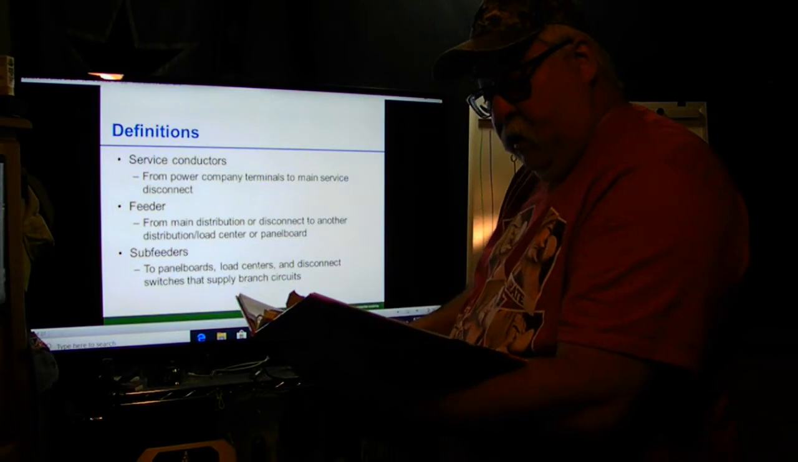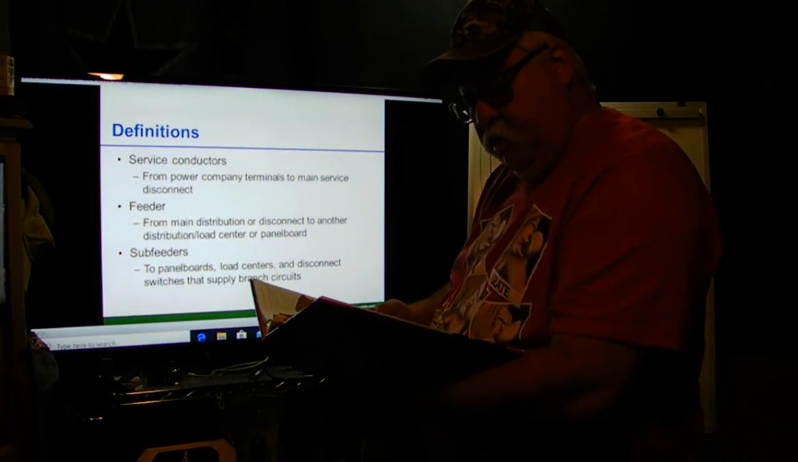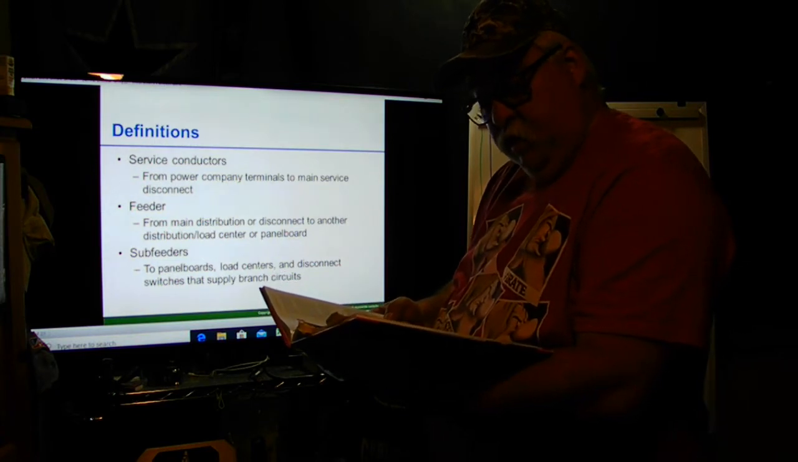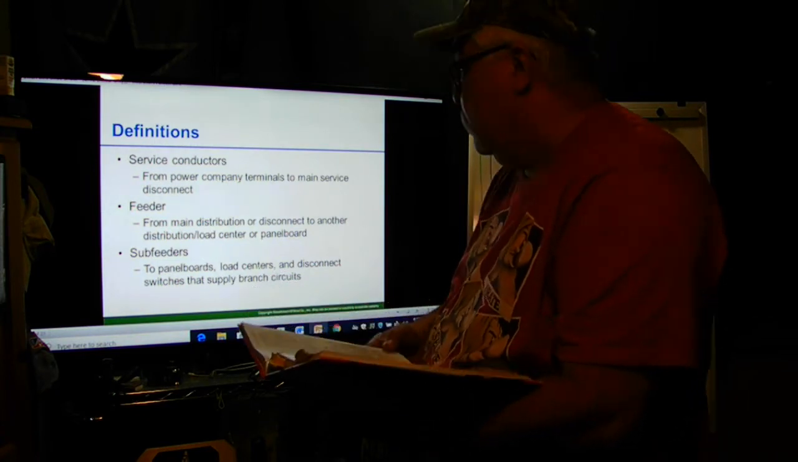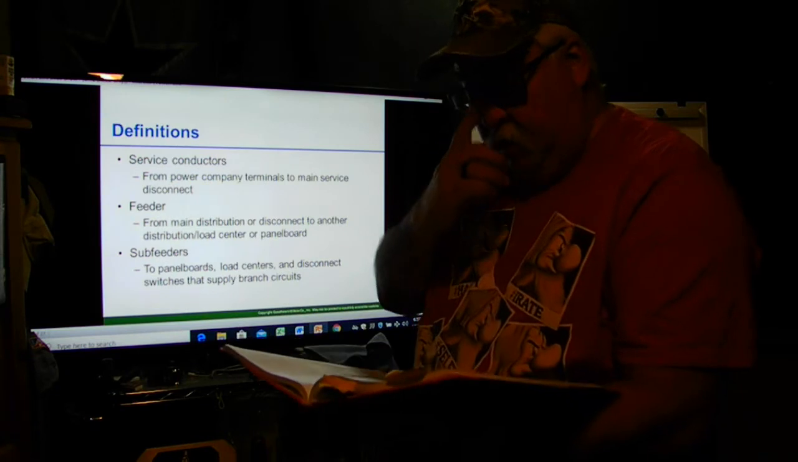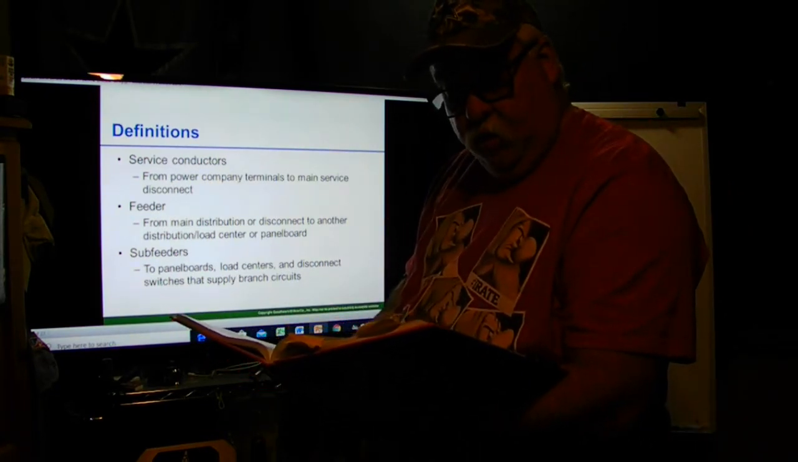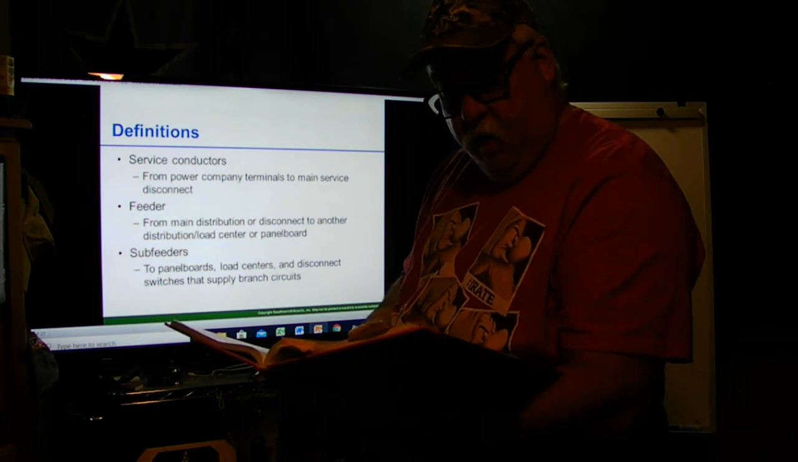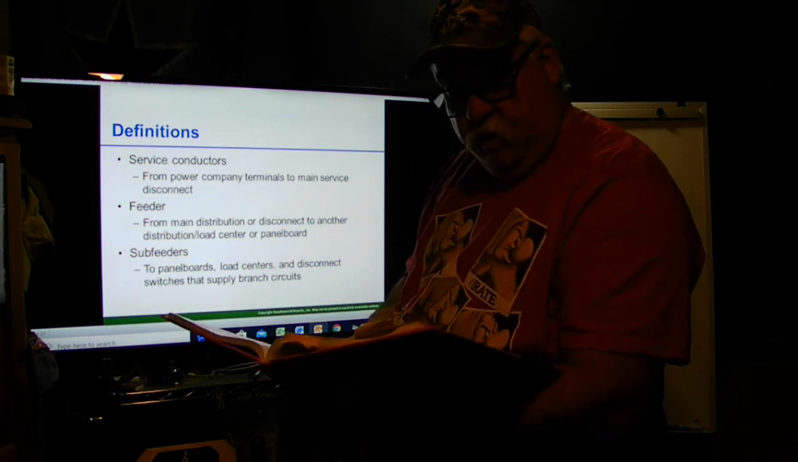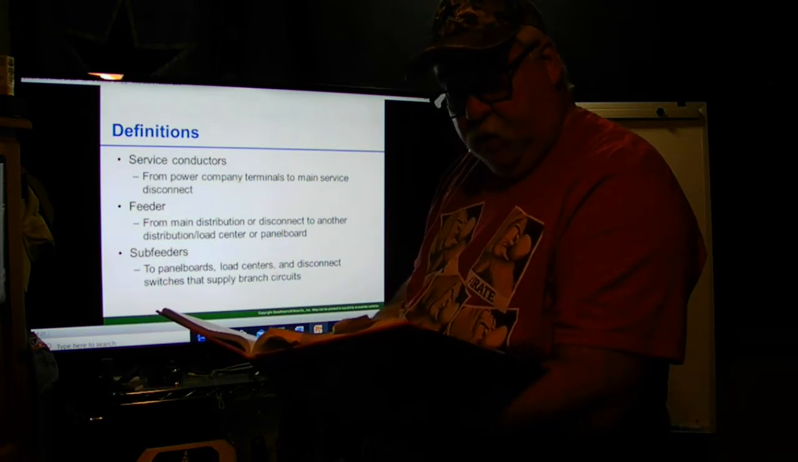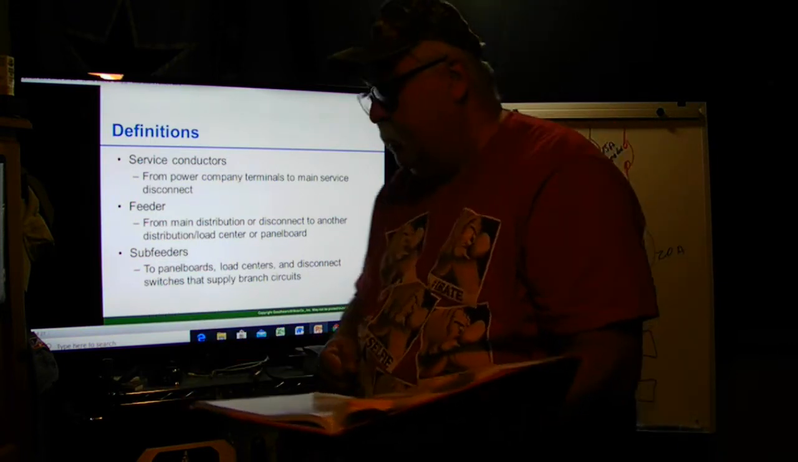A feeder is a conductor that originates at the main distribution or main disconnect device and terminates at another distribution center, panel board, or load center. So I'll go back to the picture and I'll show you. Sub feeders, these conductors originate at a distribution center other than the main distribution center and extend to the panel boards, load center, and disconnect switch that supply branch circuits.